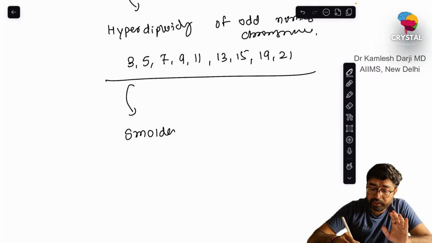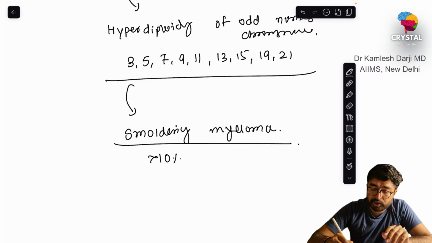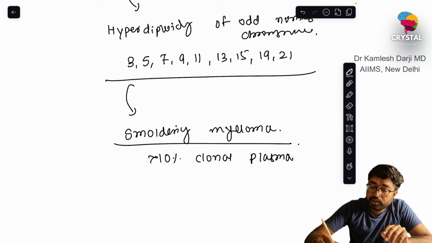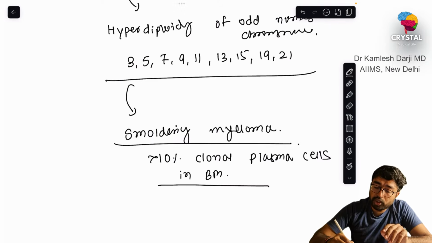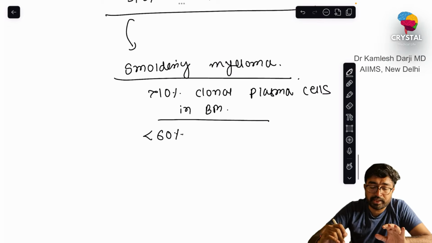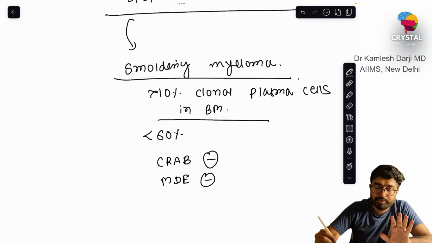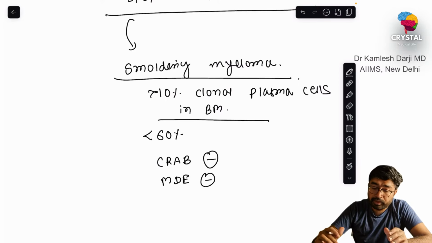Now the smoldering myeloma, in which you will get more than 10% of clonal plasma cells in bone marrow, but not more than 60%. This is the criteria, and you are not seeing any myeloma specific symptoms or myeloma defining events. All are absent, just increased plasma cells you will see.